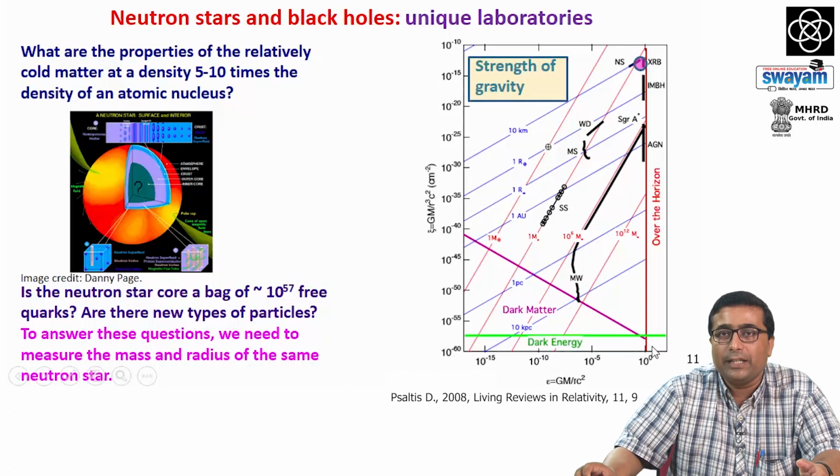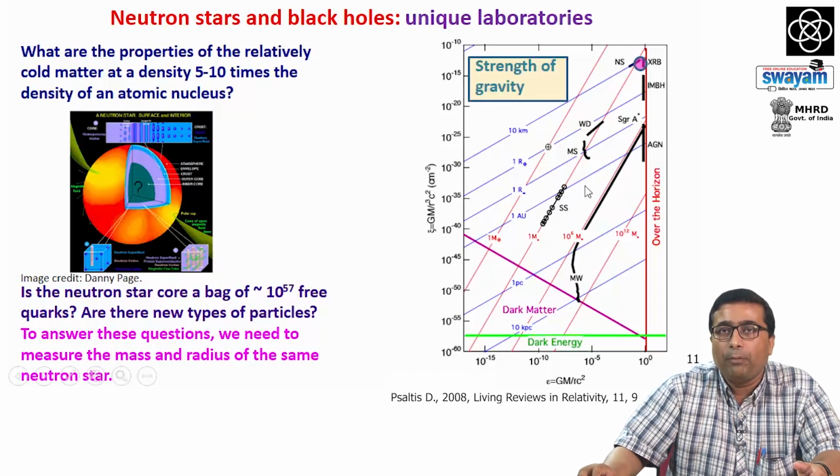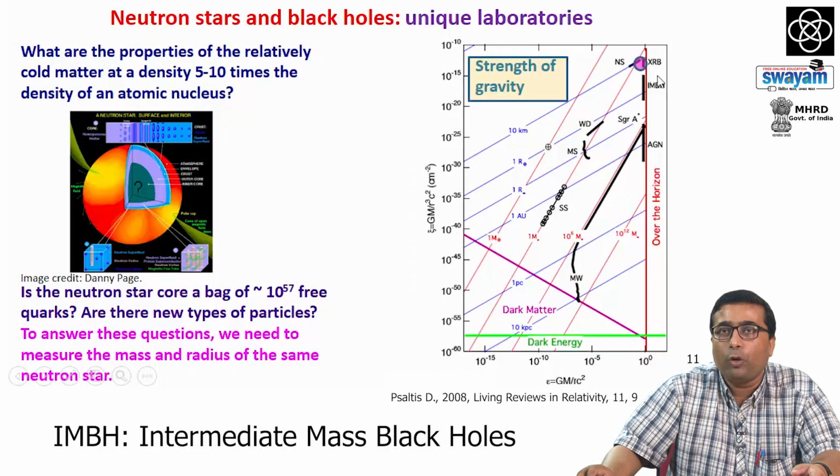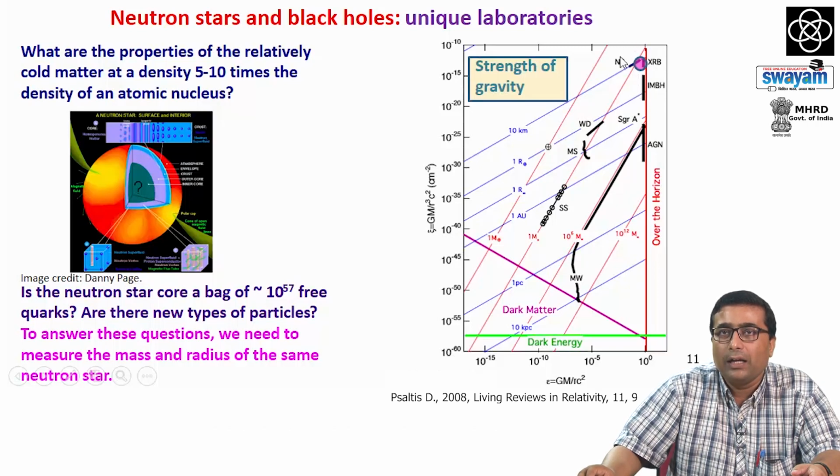The x axis parameter, that is GM by R, is a measure of gravitational potential, while the y axis parameter is a measure of the space time curvature. Both gravitational potential and the space time curvature are measures of the strength of gravity. And here in this plot we have placed various objects. For example, here is our solar system, here is a main sequence star, for example our sun, here is a white dwarf, here is our earth, here is our Milky Way galaxy, starting from here going up to this, from the edge of the galaxy up to the central supermassive black hole. Here are possible intermediate mass black holes, and here are neutron stars and stellar mass black holes.